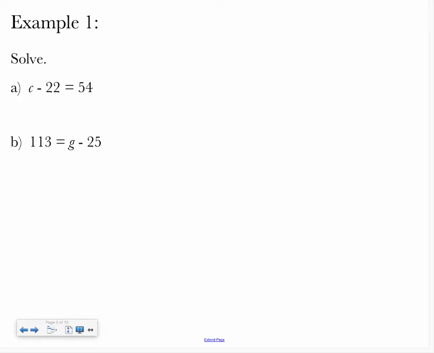Okay, so example 1, let's solve this first example. We have c minus 22 equals 54. I'm going to teach you a method that I want to see on your paper. It's a little tedious right now with one step, but if you keep practicing it, it'll help you once we get to the multi-step stuff. I'm going to call it teeing it up. So you draw an upside down T with a line going through the equal sign. And what this does is it helps you keep track of your steps.